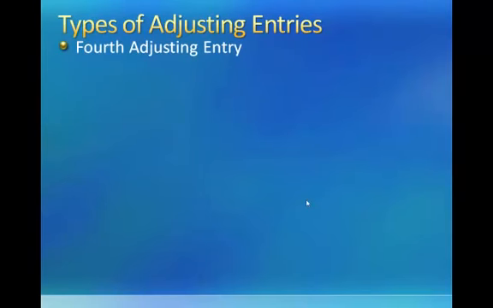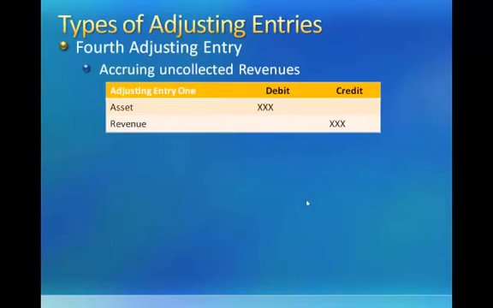The fourth and final adjusting entry accrues uncollected revenue. This entry results from revenue being earned before cash is received. The entry generally involves a debit to an asset account and a credit to a revenue account. Recording this type of adjusting entry helps to ensure that revenues recorded on the income statement are not understated, which would result in understated net income.